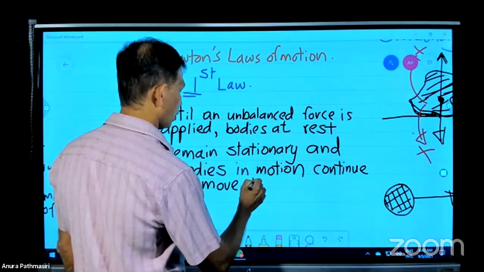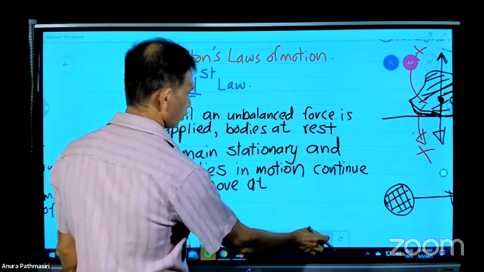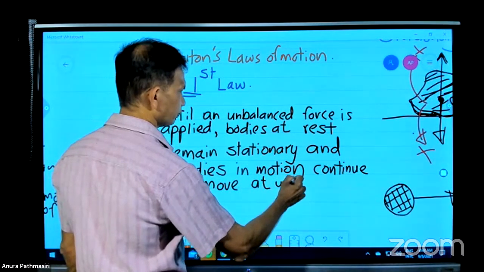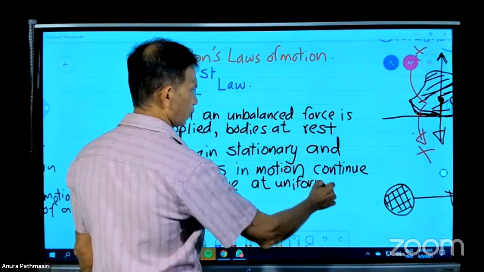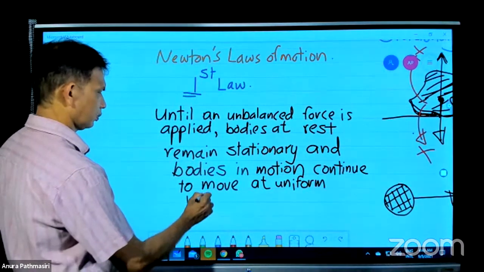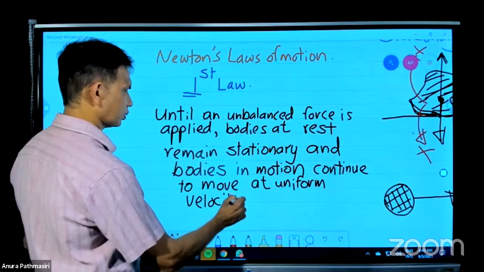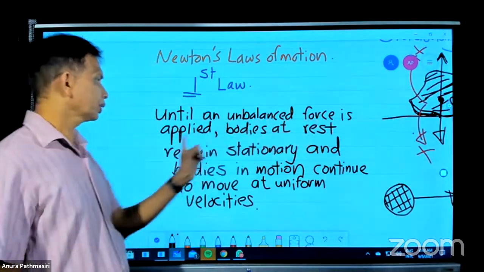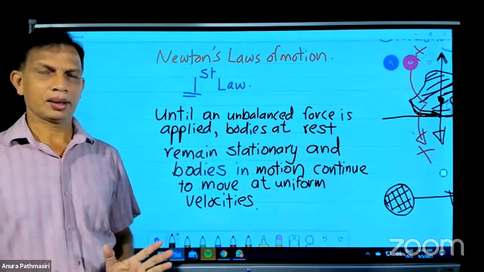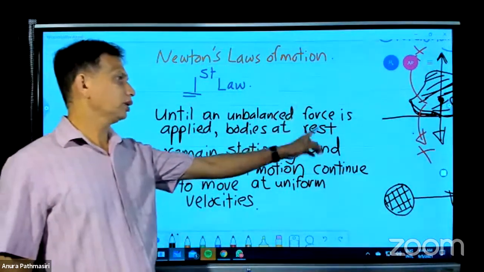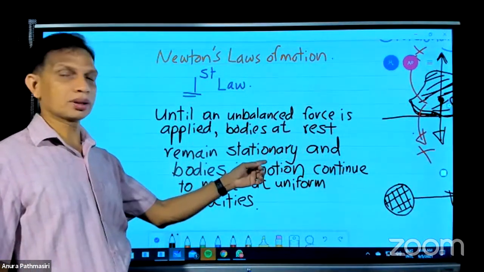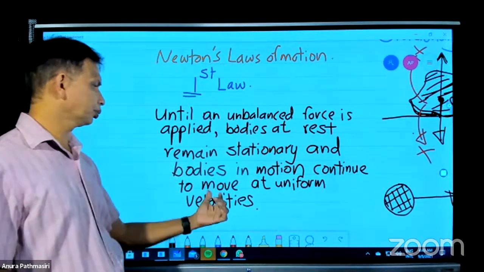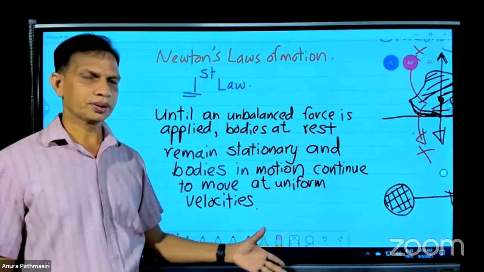Uniform velocities. So look at them. Until an unbalanced force is applied, bodies at rest remain stationary and bodies in motion continue to move at uniform velocity.